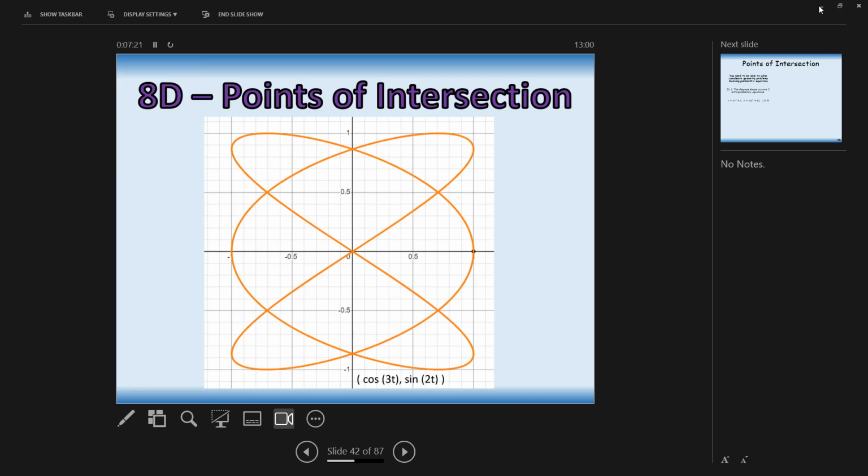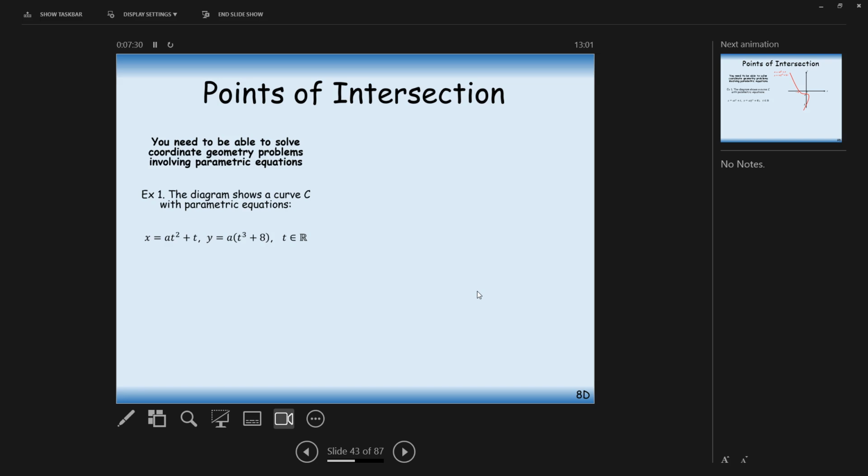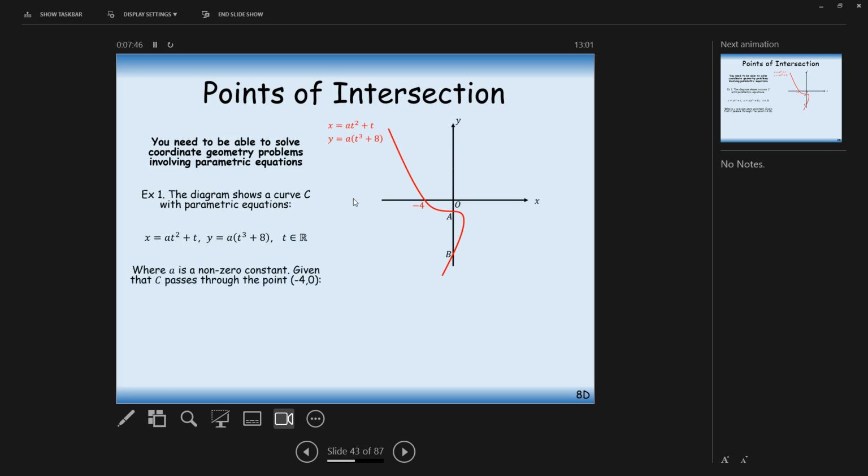Welcome to this section of the course where we will be solving equations to find points of intersection of parametric equations. So we've been told in this example that x and y are defined as such, but we weren't told about the value of this constant a. The question does give us the diagram for the shape of the graph, but it's asking us to calculate the value of a given that the parametric equations go through the point (-4, 0).